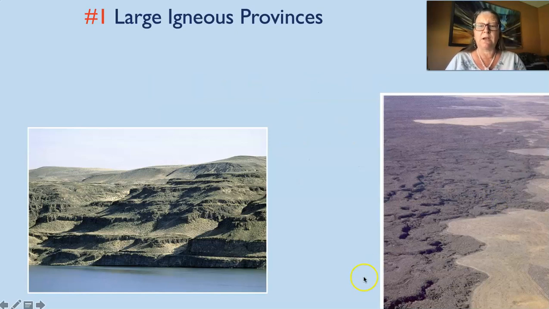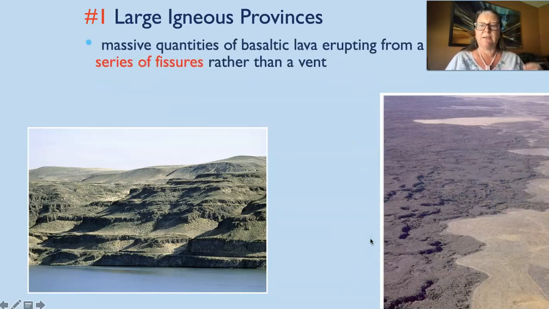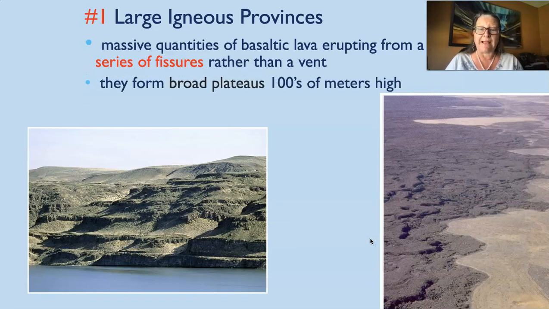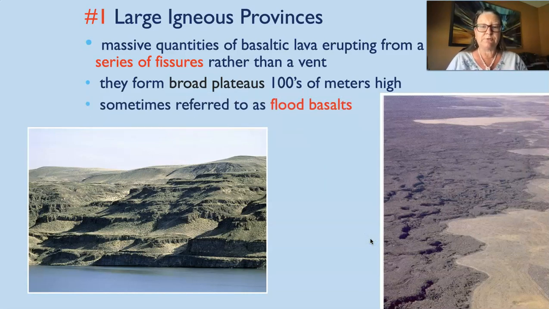Starting with number 1, the large igneous provinces. These are massive quantities of basalt that erupt from a series of fissures, and they form plateaus that are hundreds of meters high, and in many cases spread over a region that's at least 100 kilometers or so. These are sometimes referred to as flood basalts, as I mentioned earlier.